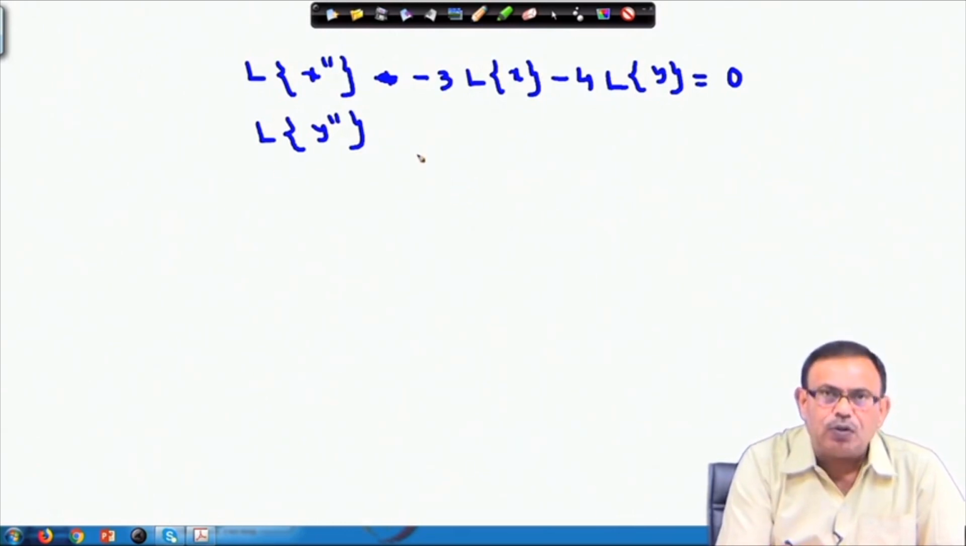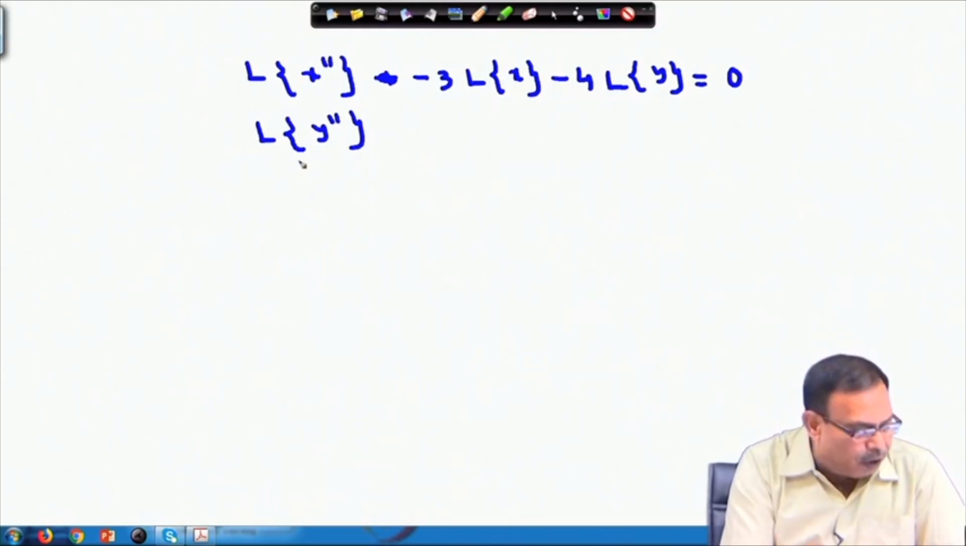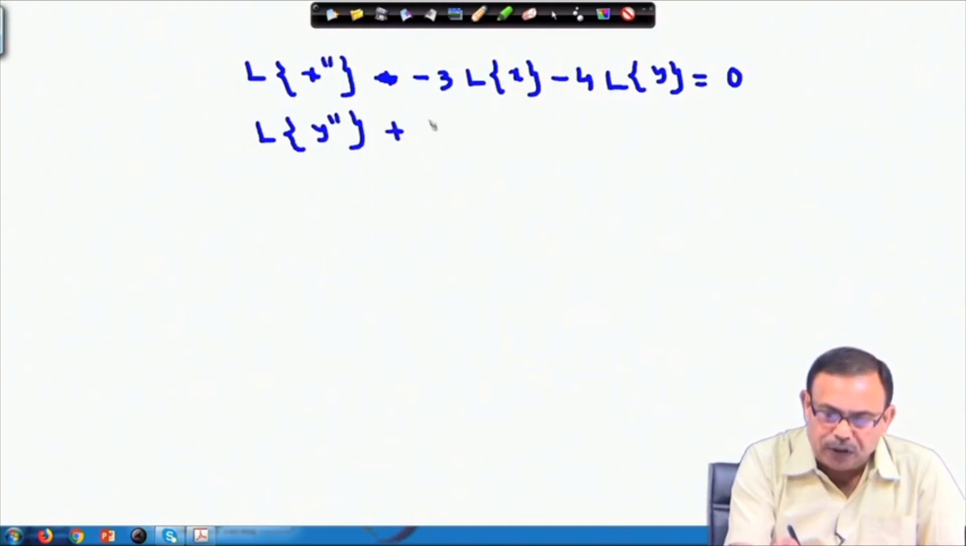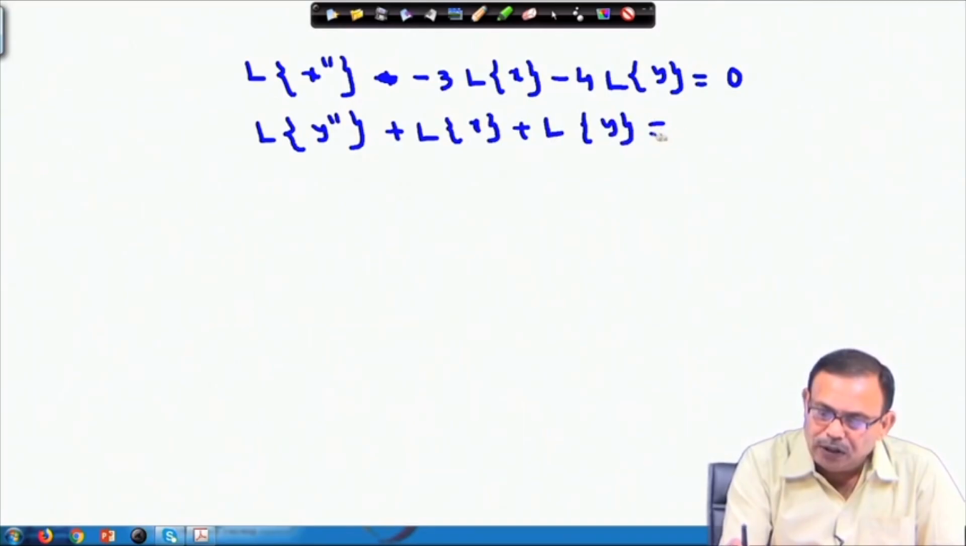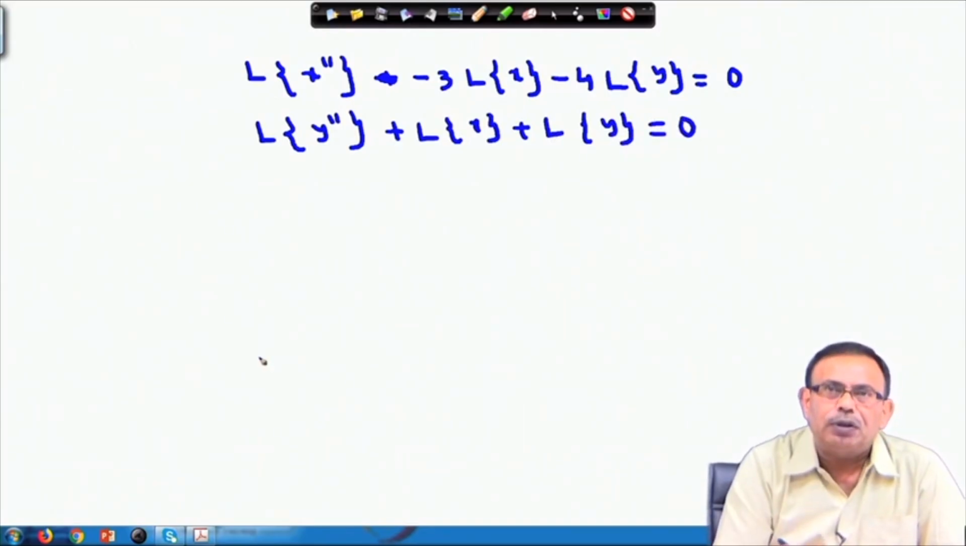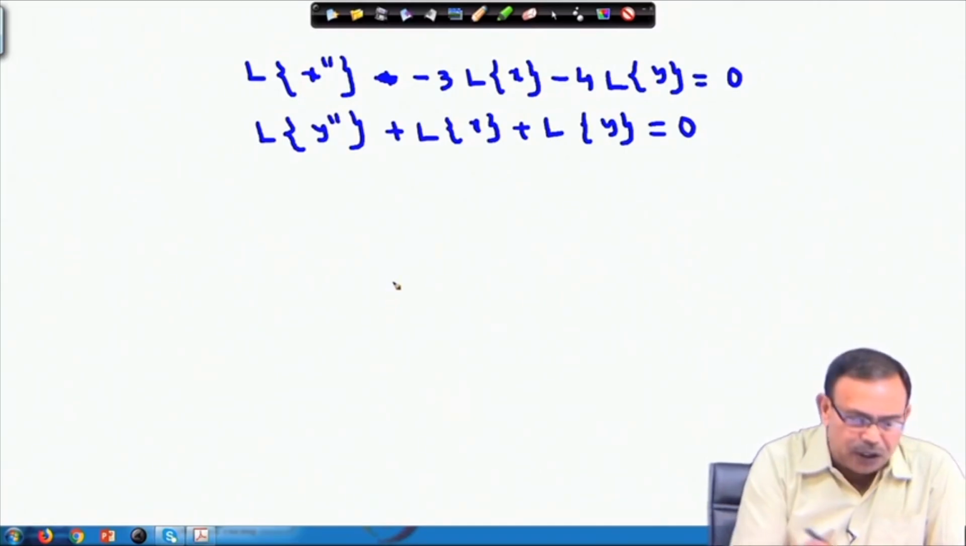So, for the second equation, if I take the Laplace transform on both sides, I will obtain Laplace transform of y double dash plus Laplace transform of x plus Laplace transform of y, this is equal to 0. So basically, instead of one equation, since now you have two simultaneous equations, you are applying the Laplace transform on both sides of those two equations together.